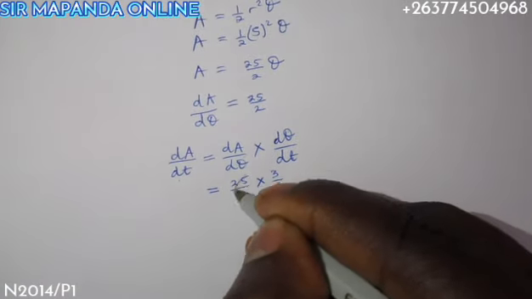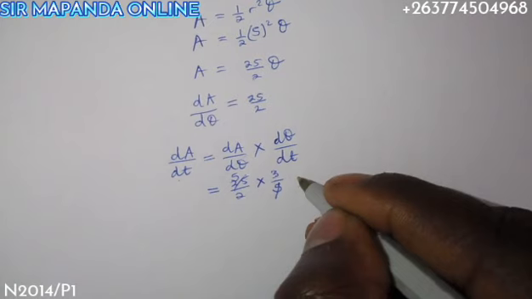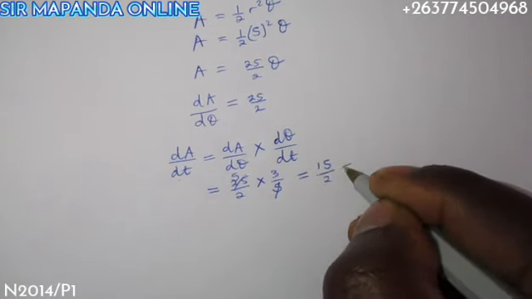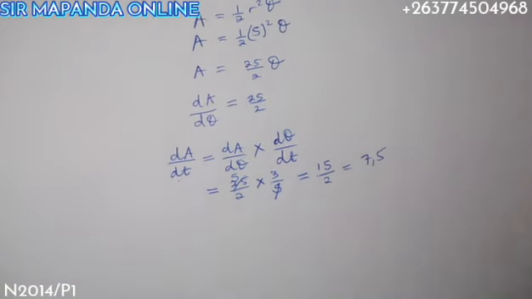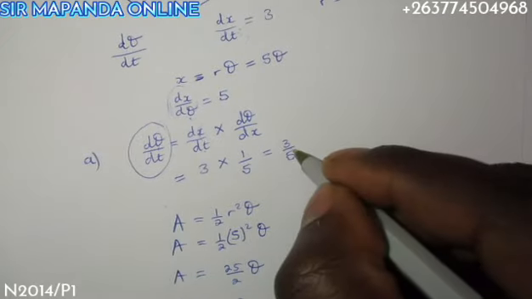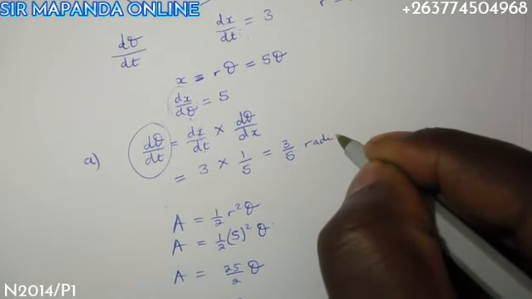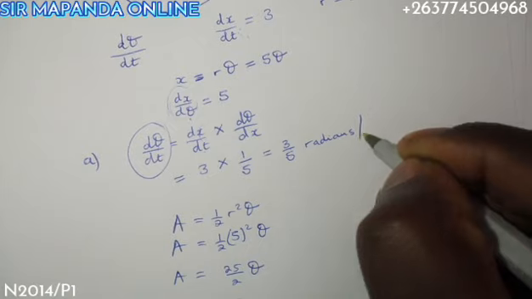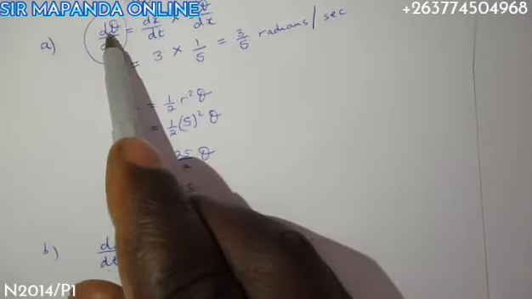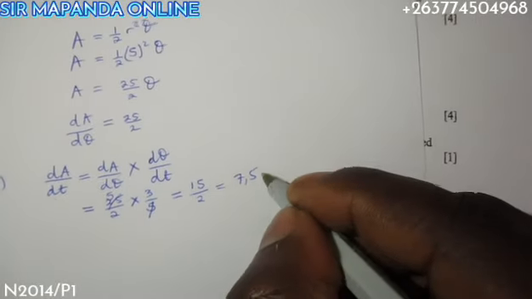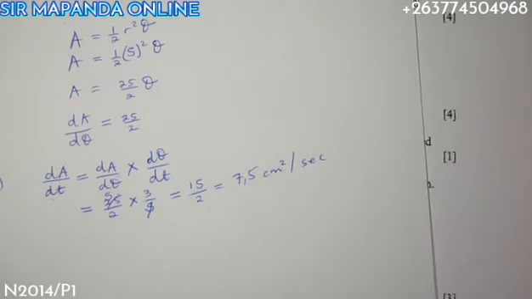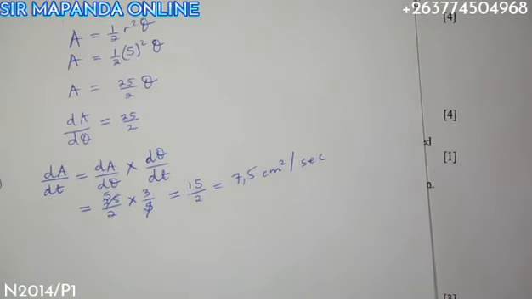So 5 into 25, you get 5. 5 times 3, it gives you 15 over 2. Therefore, your answer is 7,5. Right, so you can say 3 over 5 radians per second, since the theta is in radians. And this is 7,5 square meters per second, since area is measured in square centimeters.